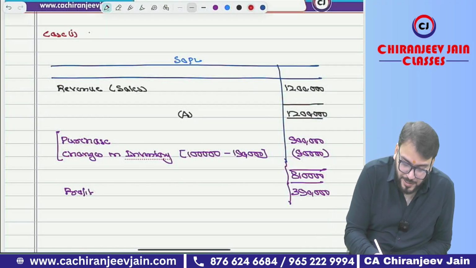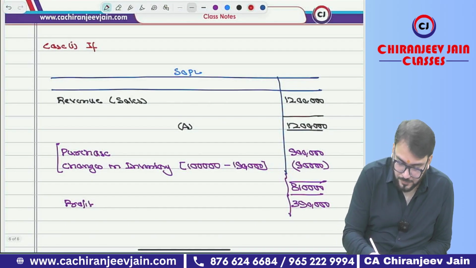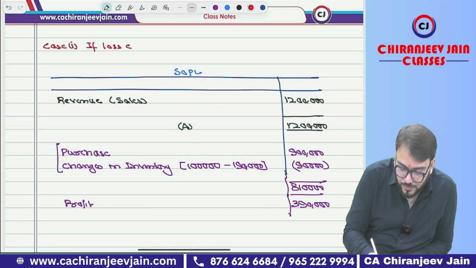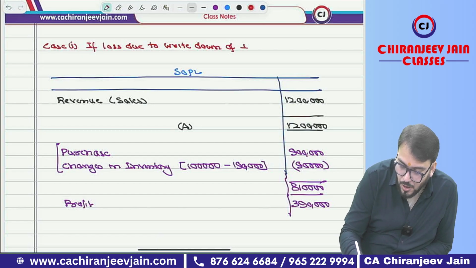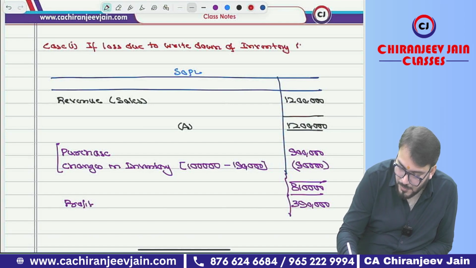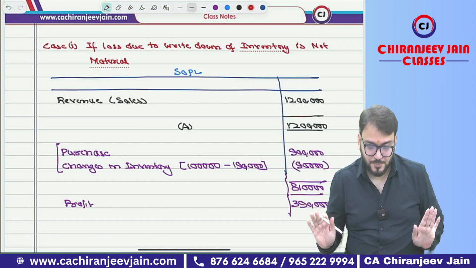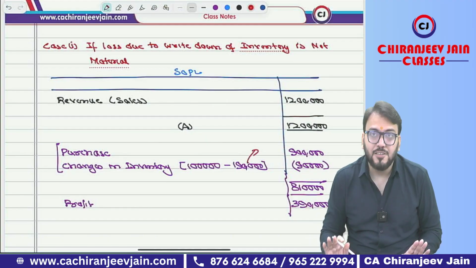So normally, case 1: if the loss due to write down of inventory is not material, then we do this type of presentation. Means we write down directly here 1,90,000.